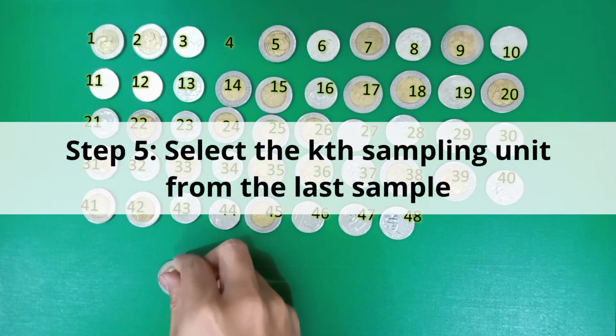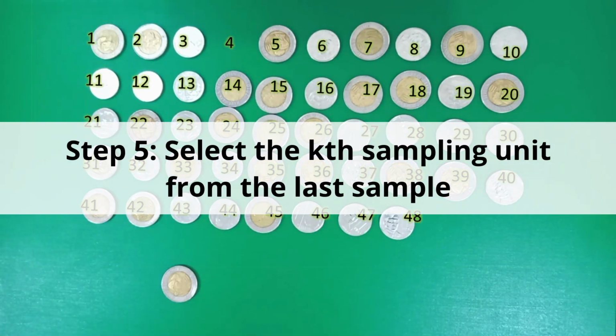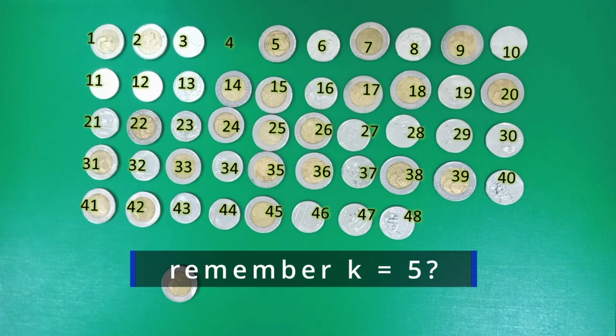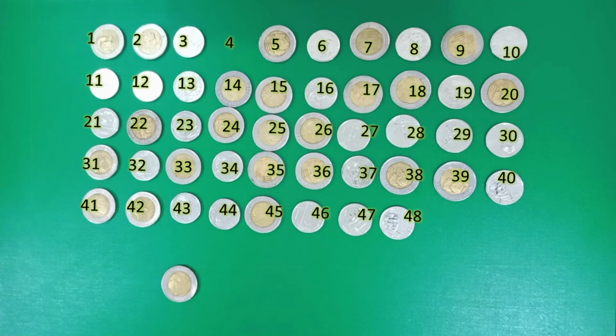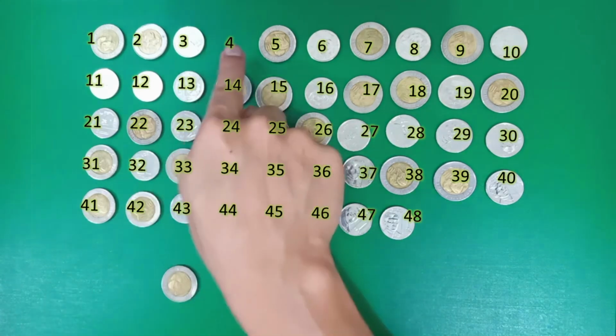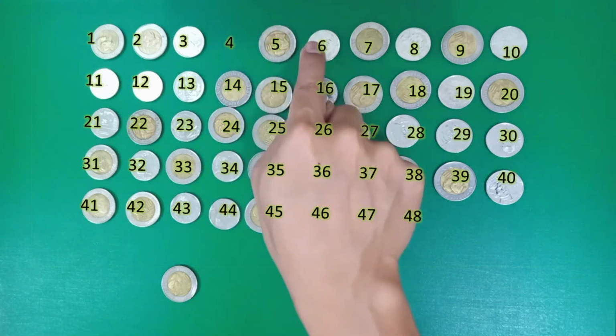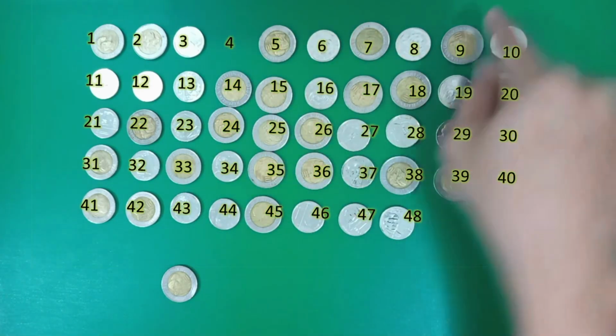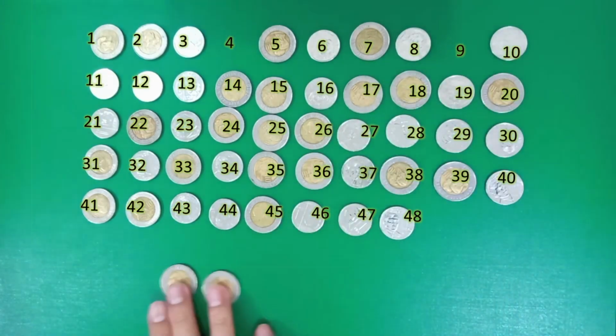The next step is where the word systematic comes into play. We select the remaining 9 samples by getting every kth sampling unit using our first sample as our 0 position. Since from our previous calculation, k equals 5, we move 5 places from sampling unit number 4. So if this is 0, this is 1, this is 2, 3, 4, 5. So sampling unit number 9 will be our second sample.